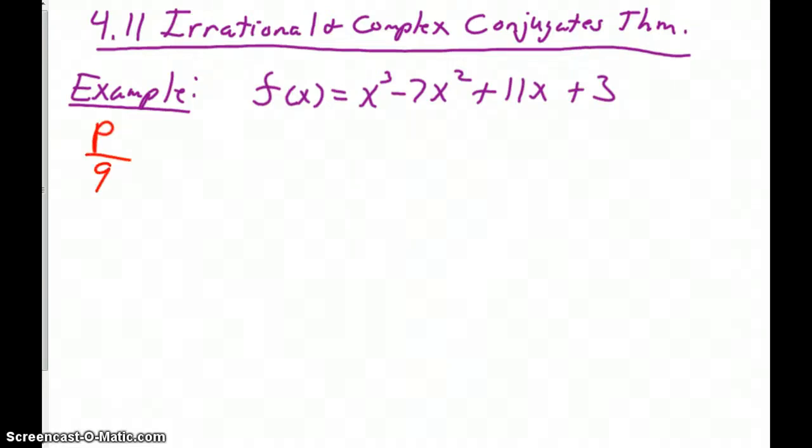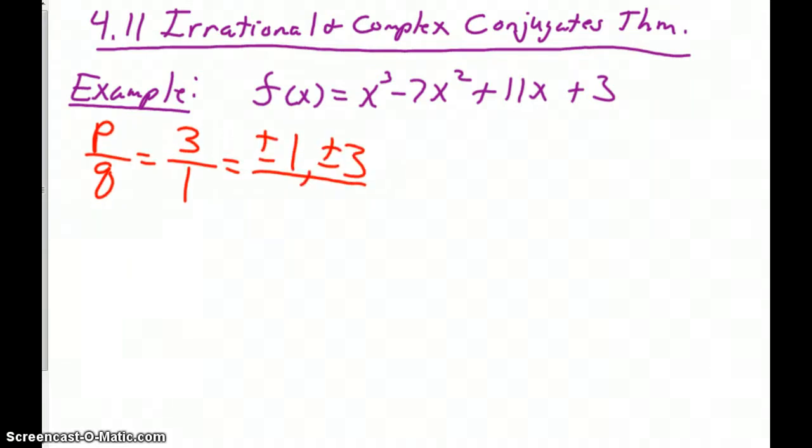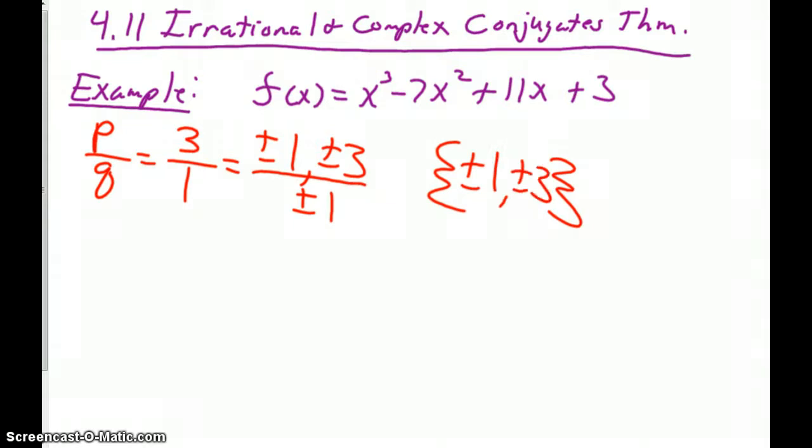P over Q. Okay, now how much is the P? 3. How much is the Q? 1. Okay, all right, and then you say, okay, look, so 3 is what? Plus or minus 1, plus or minus 3, and 1 is plus or minus 1. And once again, the first one is easy on purpose to get you used to what's about to happen. So what are the possible zeros that I have? They are plus or minus 1 and plus or minus 3, right? Everybody understands that so far.